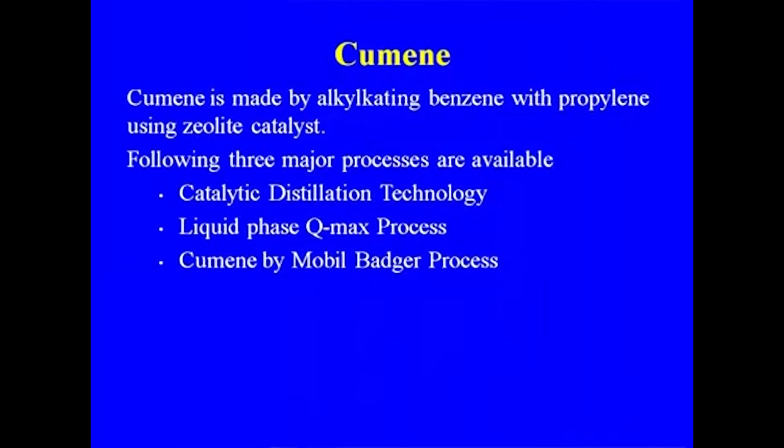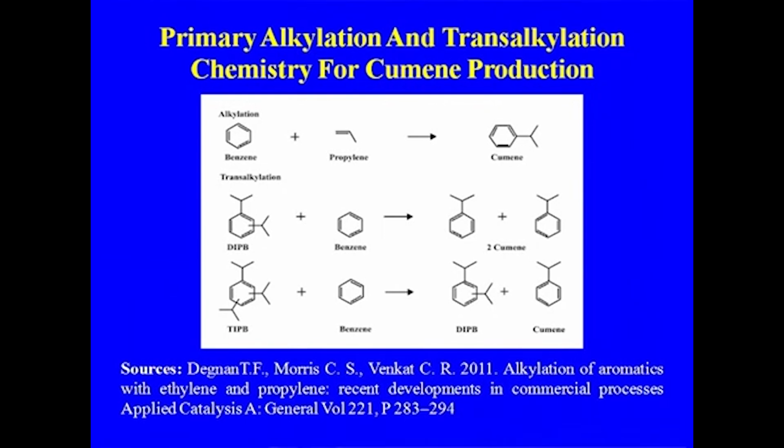So the cumene is made by alkylating benzene with propylene using zeolite catalyst. Following are the three major processes available: catalytic distillation technology, liquid phase Cumax process, and cumene by Mobil Badger process. These are some of the reactions that are taking place in case of benzene and propylene, and then you are getting the cumene. During the cumene manufacture, we are also getting some DIPB, plus benzene to cumene, and similarly the other side reactions also take place. But finally, we are getting the cumene.